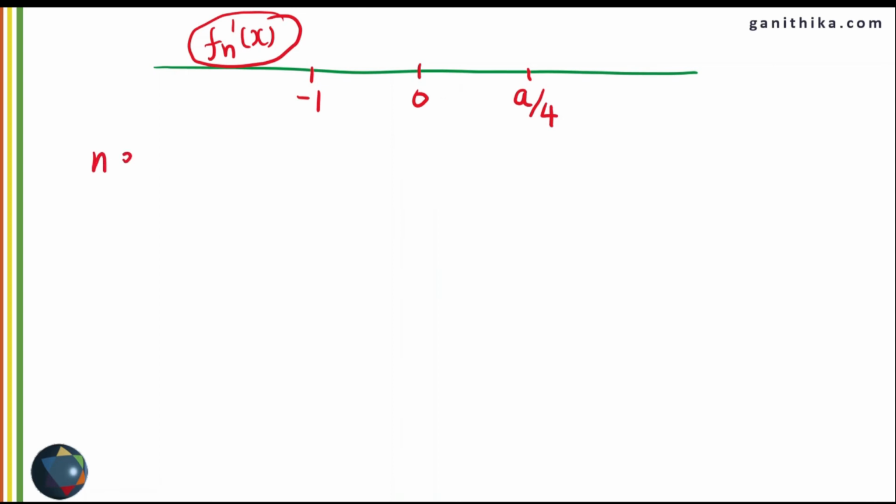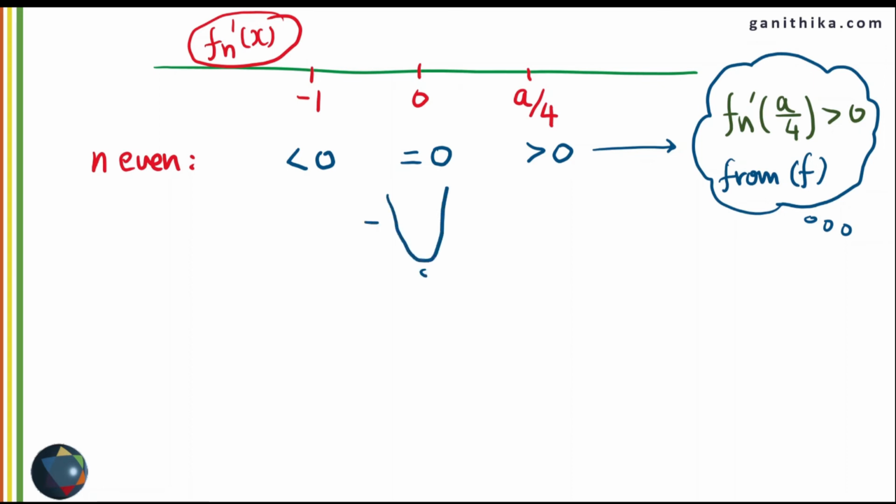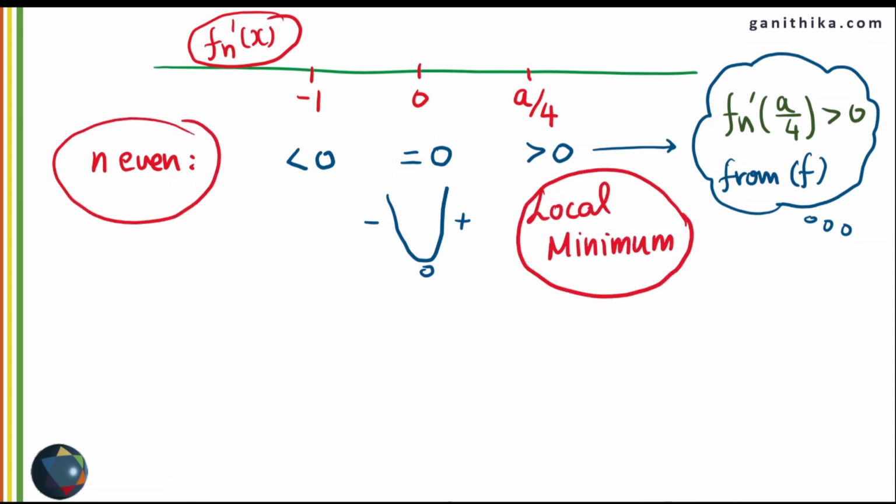So for even n values, you got that fn dash of -1 was negative. At 0, it is 0. At a over 4, it is positive from the result of question F. Therefore, this is the sign diagram we have for fn dash of x for even values of n, which gives you negative, 0 and positive, giving you a local minimum at x is equal to 0 for even values of n.